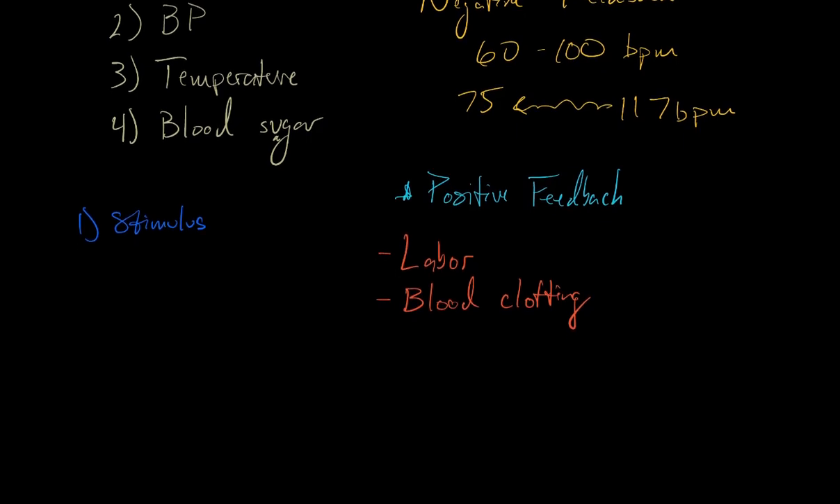You have to have something that causes a given value to move outside of a normal range, right? So for heart rate, you have to have something that causes the heart rate to move below 60 or above 100, right? For temperature, you have to have something that causes it to move well beyond 98.6, something like that, right? So you have to have a stimulus, right?